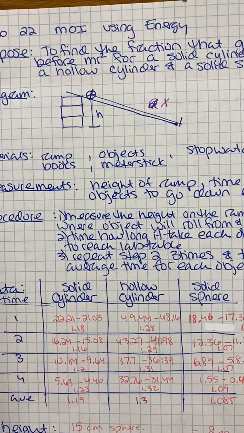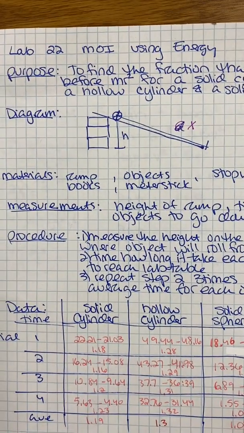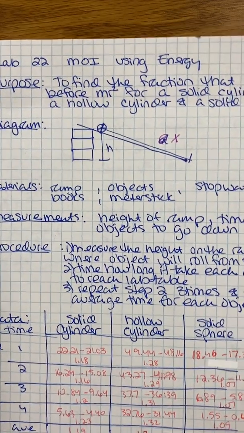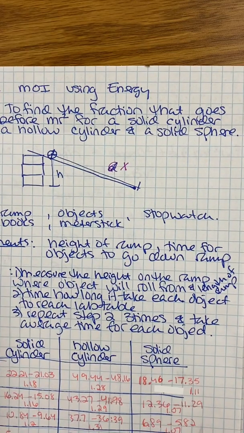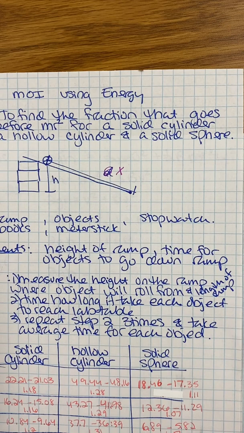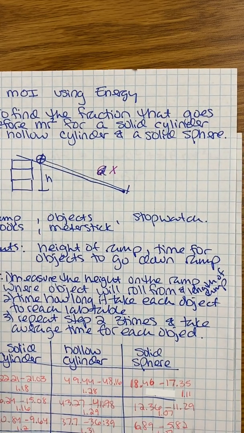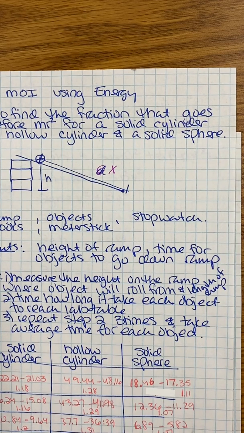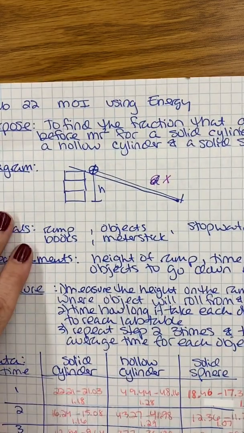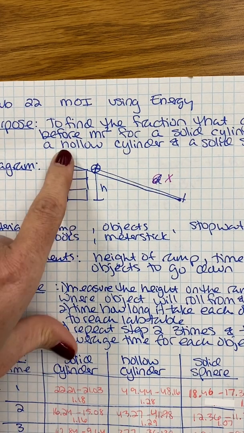All right, this is our lab notebook pages for lab 22. We are looking at moment of inertia from an energy standpoint. We're going to find the fractions that go before our mr squared for a solid cylinder, a hollow cylinder, and a solid sphere. We already have these fractions, but we're going to see about the experimental values for these fractions. So our diagram is just some books and a ramp.